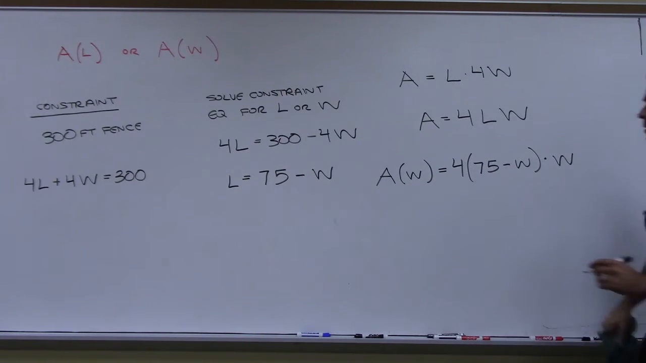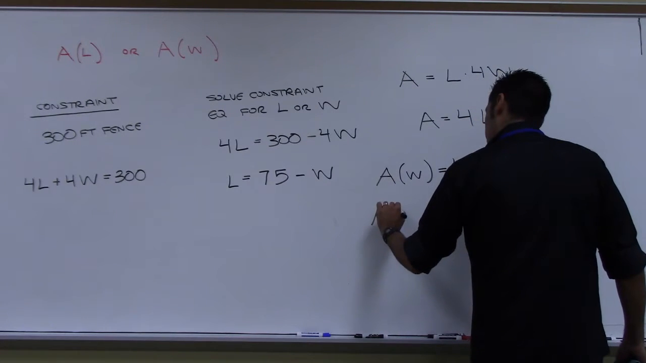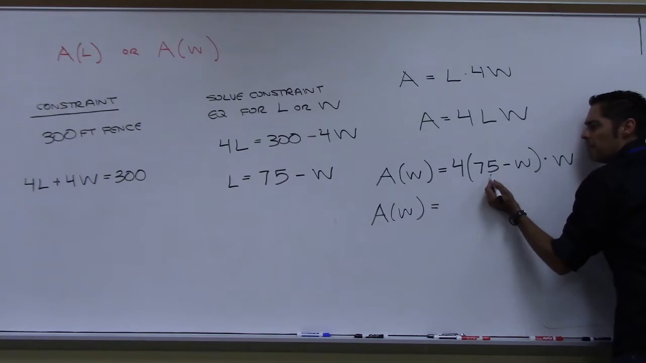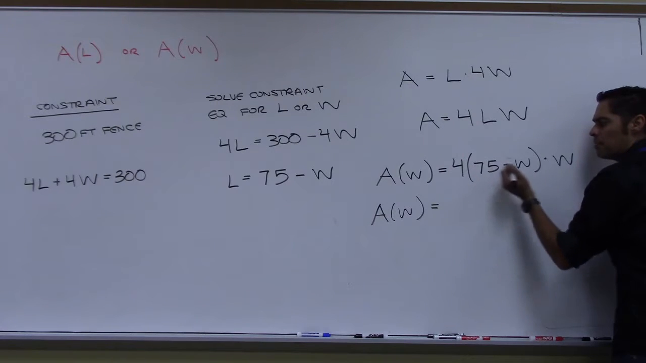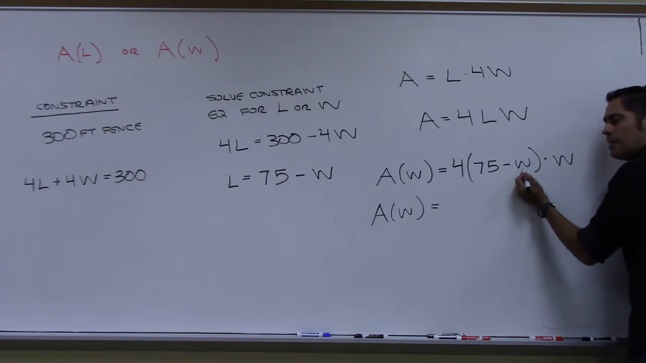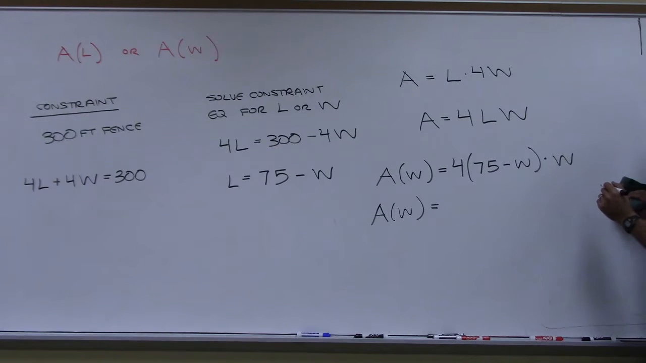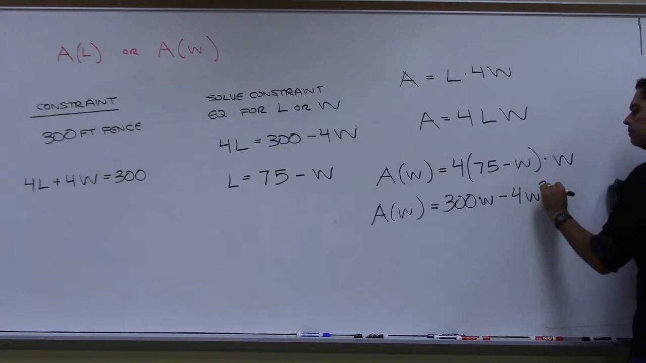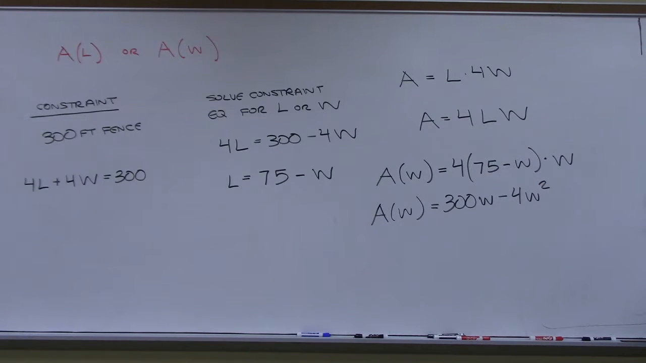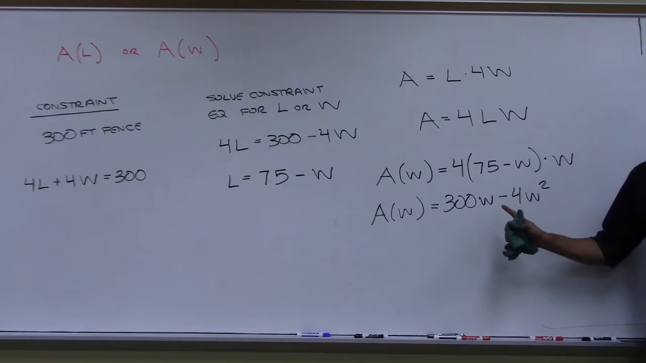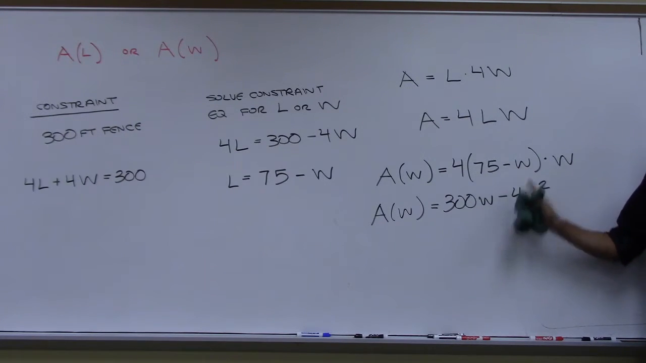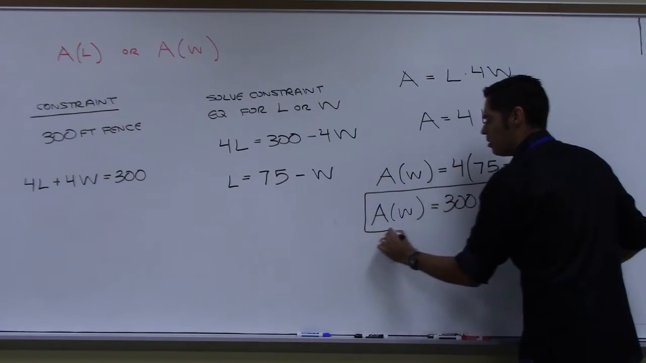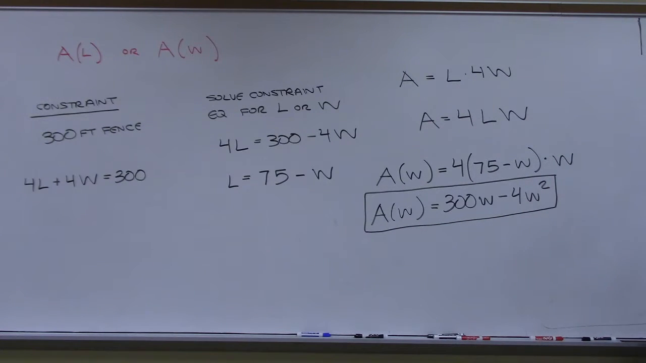And I'm going to clean this up. A of W equals, let's see, what's 4 times 75? 300. And then 4 times negative W is negative 4W. And then you have to hit everything with another W. So you're going to get, what, 300W minus 4W squared? Yeah. This is a function of a single variable, isn't it?